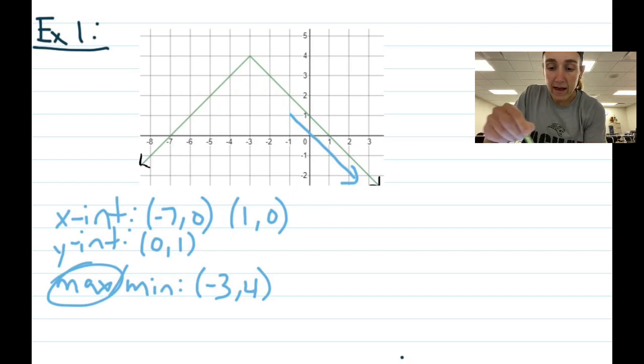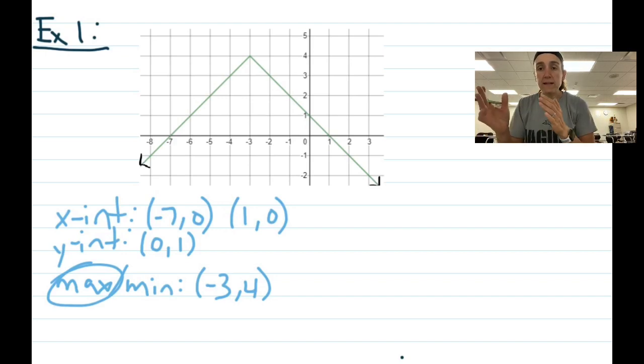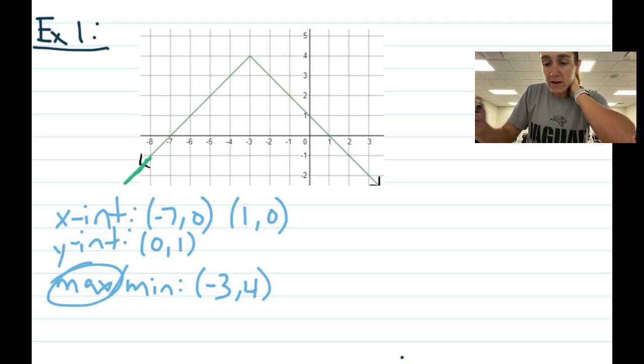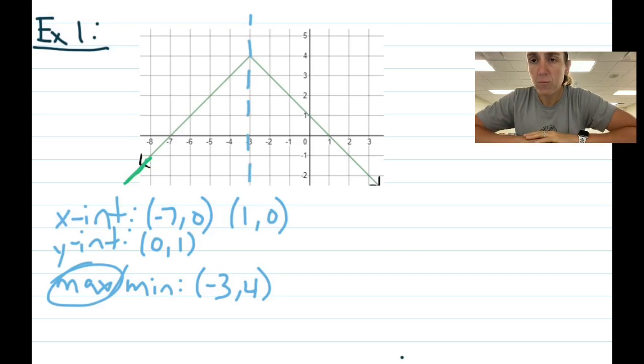Okay, the last thing would be a line of symmetry. So if there's a certain point where it's the same on both sides, that's a line of symmetry. Well, when I think about the fact that this graph does continue, that makes it look a little more symmetric. The line of symmetry would be right here if I draw on that dashed line, right at -3.